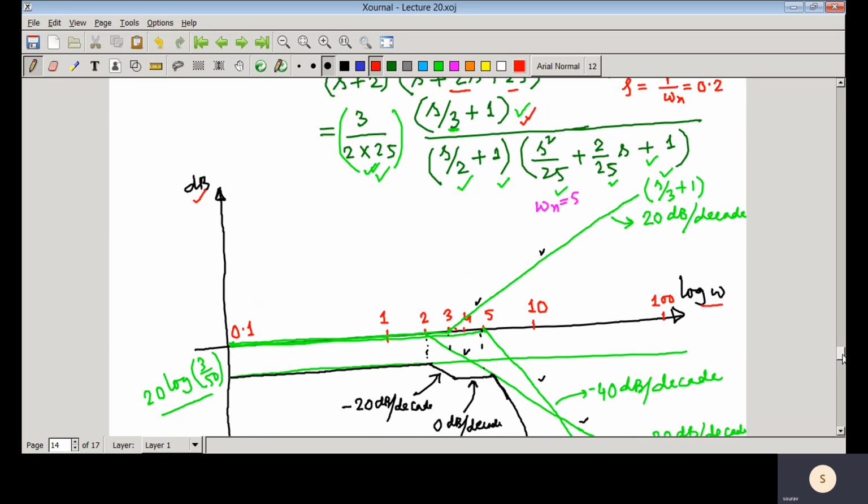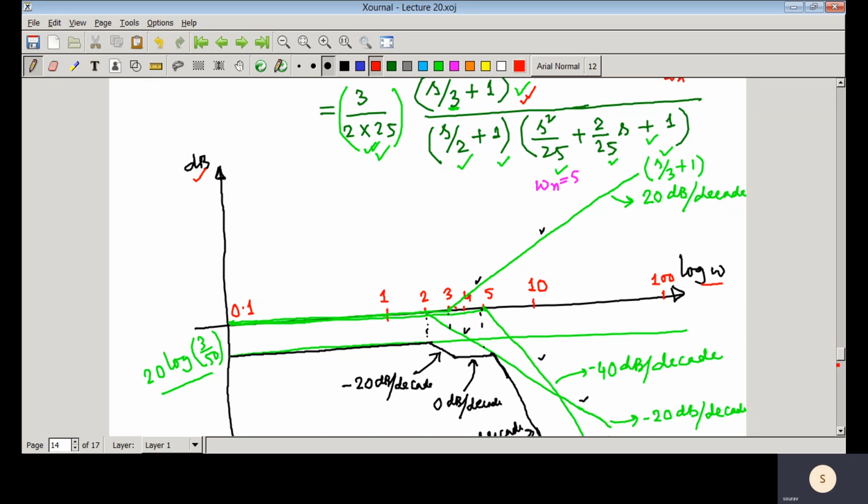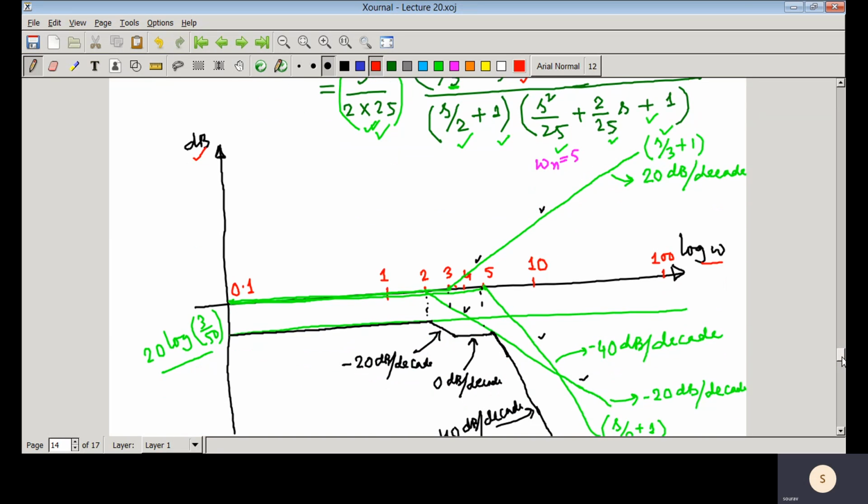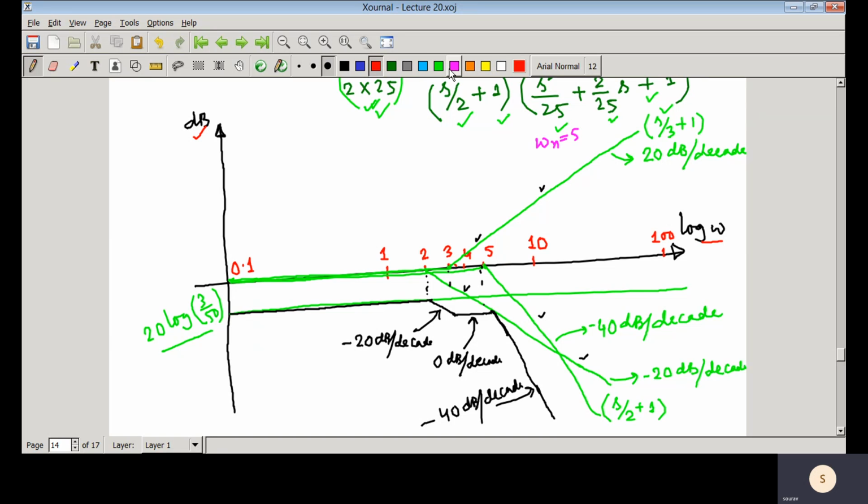So whenever there is zeta equal to 0.2, there would be a small correction around this particular point 2. So that means here we can see that the asymptote should be like this. The reason is that zeta is coming equal to 0.2. So because of that, there would be a small correction here. That means this one would be like that.